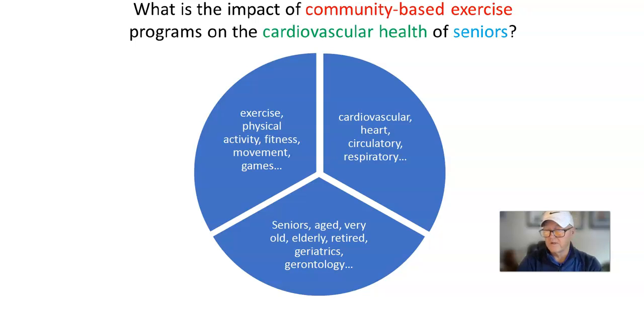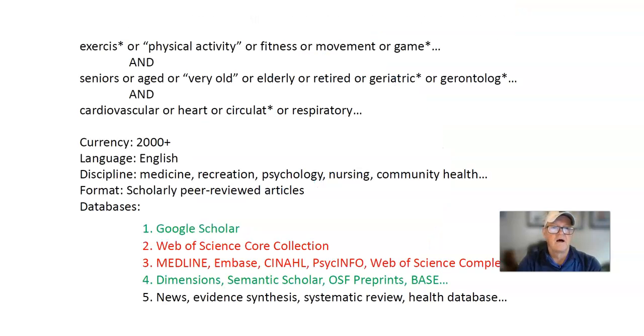And then if you take this and put it into each specific database, here's a strategy that I've put together. Exercise or exercising or physical activity as a phrase, or fitness or movement, or game or games. I thought that may be important to my population. And then I add another research concept. I've got seniors or aged or very old. Put those together with ORs. See, the syntax of using ORs and ANDs is really important. Then my third concept was cardiovascular, heart or circulatory, or different words that describe this phenomenon. Again, you have to think like the database.